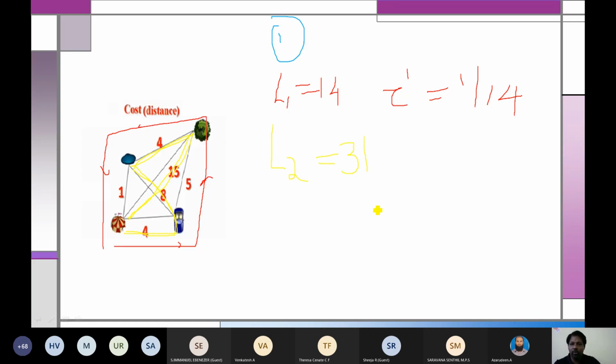And tau 2 is 1 by 31. This color is very tough to see. Hope this is the pheromone content we have calculated for both ants. The first ant is 1 by 14 and the second ant is 1 by 31. So these are the pheromone contents for the first 2 ants.